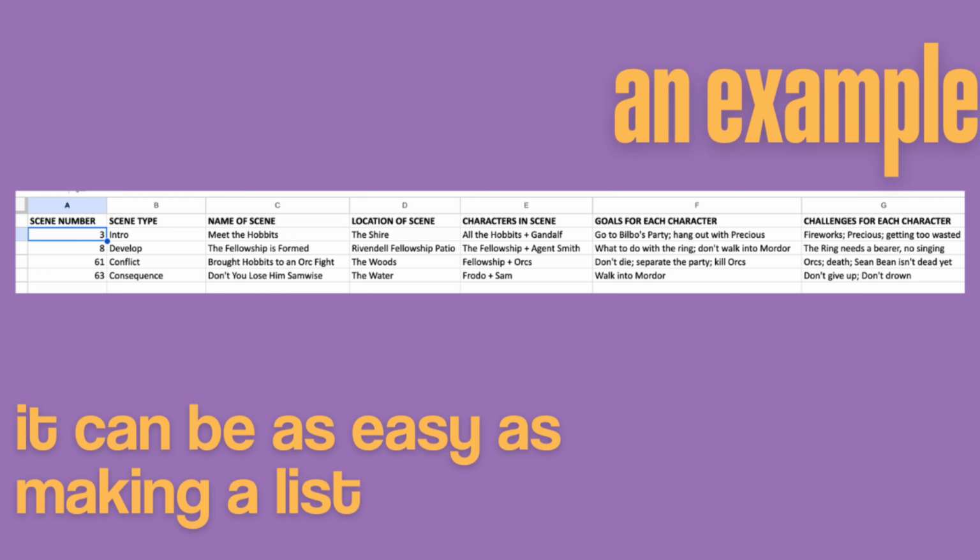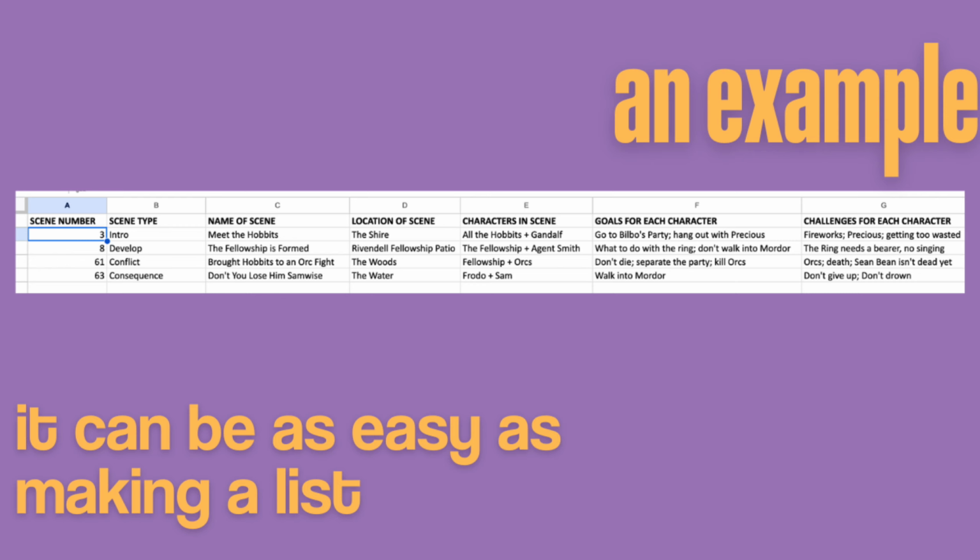And what are they doing here? What are their goals? Well, people want to go to Bilbo's party, and they want to hang out with their precious. Those seem like good goals. Now, why? What's making it difficult? What's making it a challenge? Why is that just not easy and done and no big deal? Well, there are fireworks that blow everything up. The precious is itself a problem, and everybody's worried about getting too wasted. Okay, so that's an introduction scene.